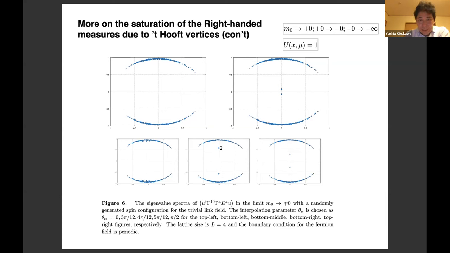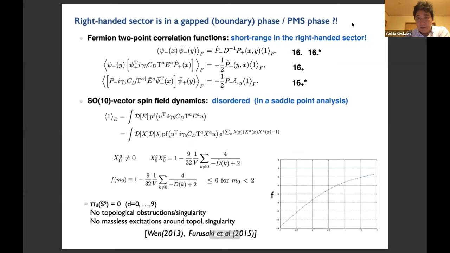In the course of this interpolation, the eigenvalue distribution structure does not change. I mean, we can have a complex conjugate pair, so the Pfaffian remains positive semi-definite. It means that the Pfaffian integral is non-vanishing, so we do not have any massless singularity at M naught. And this result is consistent with this result.